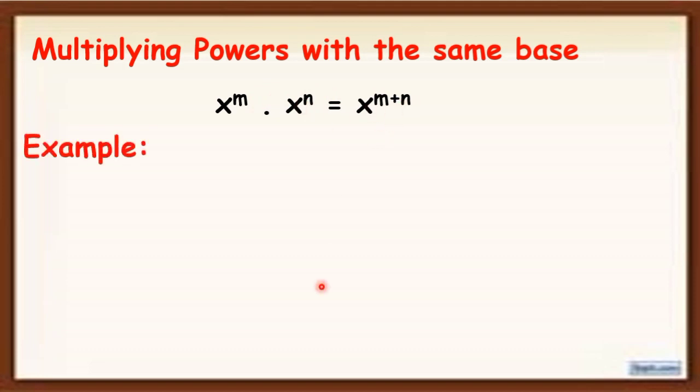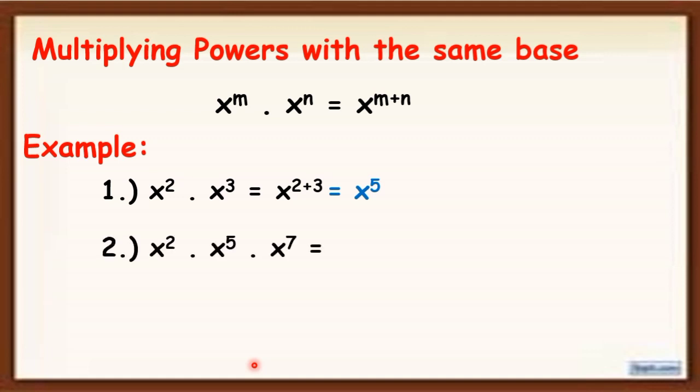So let's have an example. x squared times x cubed. First, copy the base, which is x, then add the exponent, which is 2 and 3. So the final answer is x raised to 5. Next is x squared times x raised to 5 times x raised to 7. Again, copy the same base, which is x, then add the exponent, which is 2, 5, and 7. So the final answer is x raised to 14.